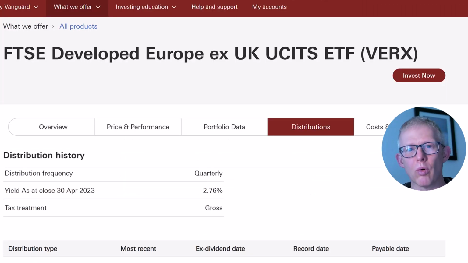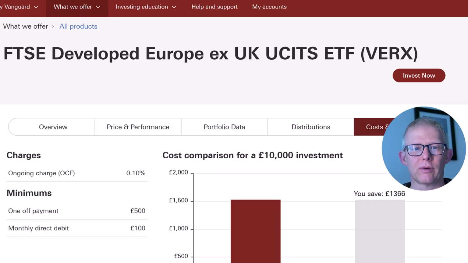Probably more importantly than the dividend payout, it's what is this going to cost you? And this comes in at a nice figure of 0.1% ongoing charge. So if you were investing £1,000 into this ETF, you would pay a £1 charge per year. And just have a quick look at the minimums. If it's a one-off payment, you must buy £500 worth of this ETF, or if you're doing monthly direct debits, it is £100.